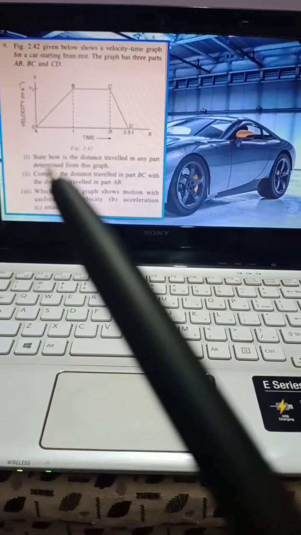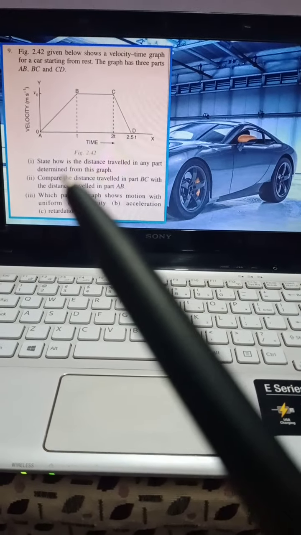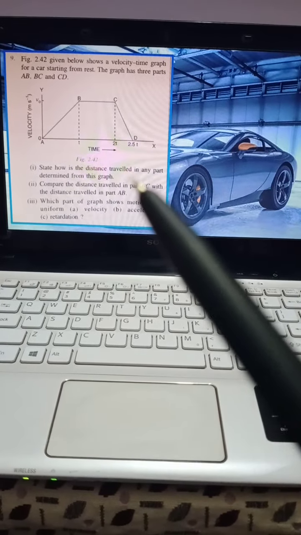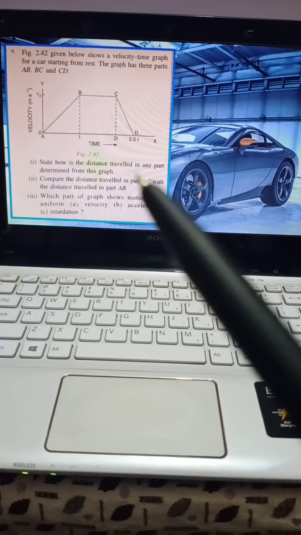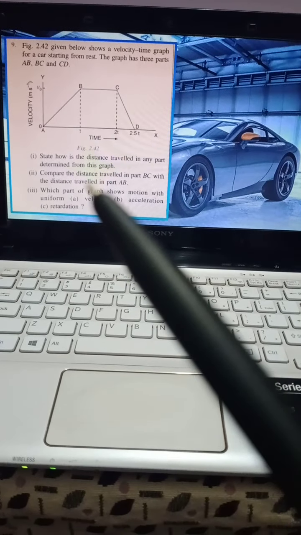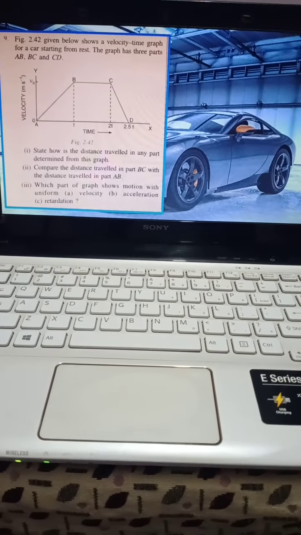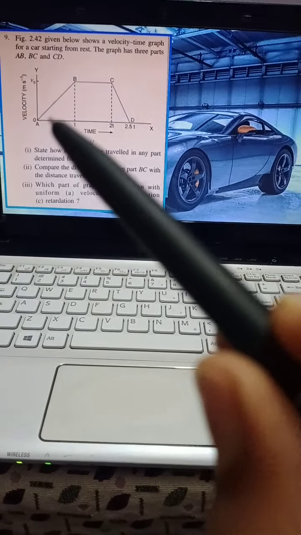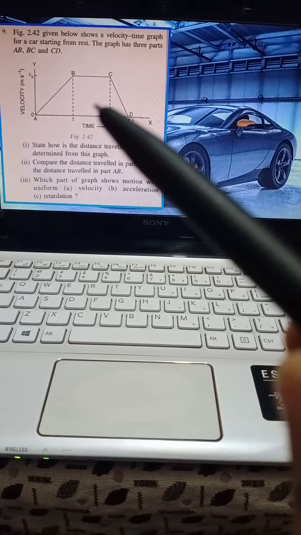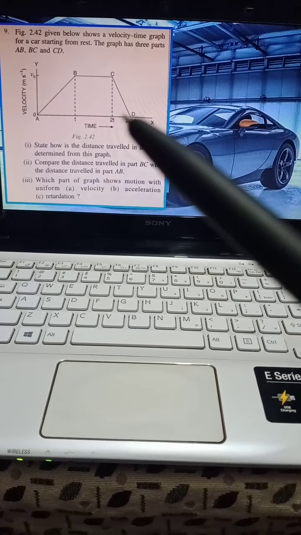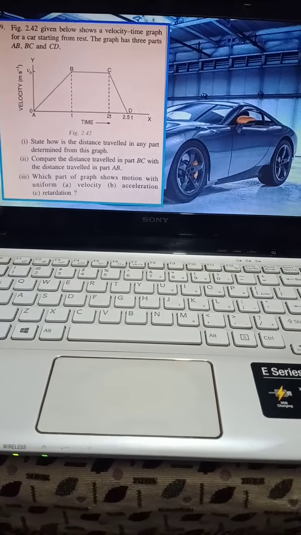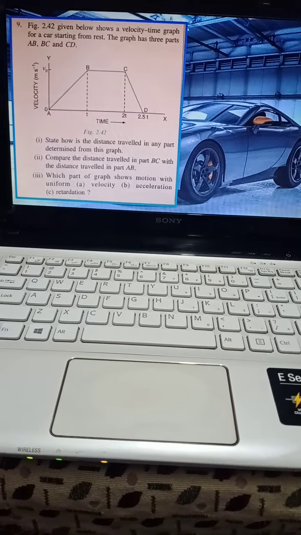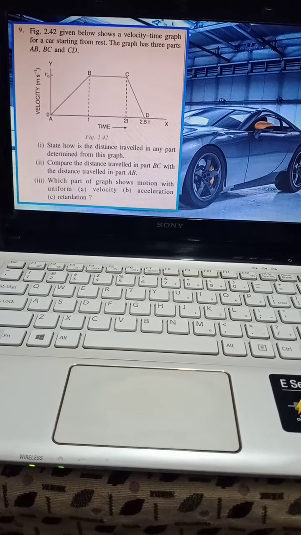The question is given here: how is the distance traveled in any part determined from this graph? By finding the area of this triangle, then the area of this rectangle, and then the area of this triangle, we can find the distance with the help of this velocity time graph.